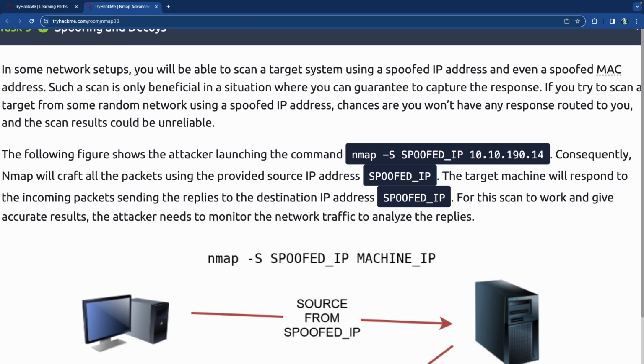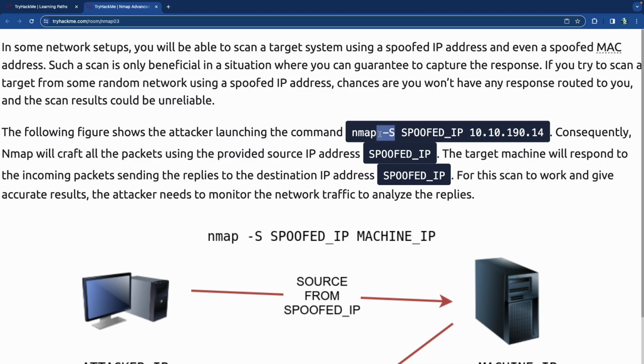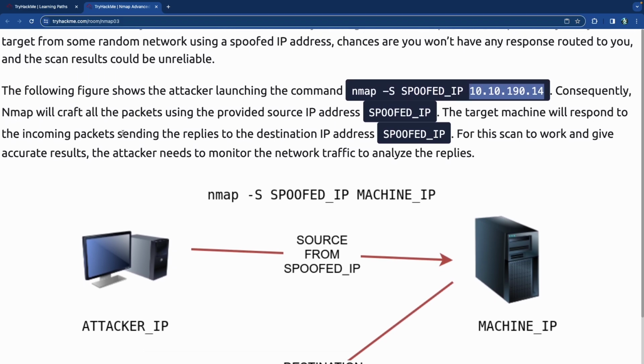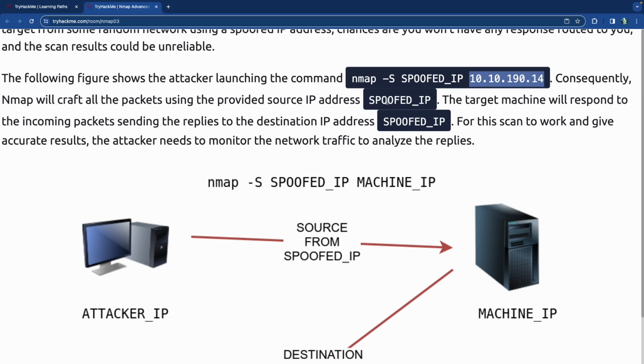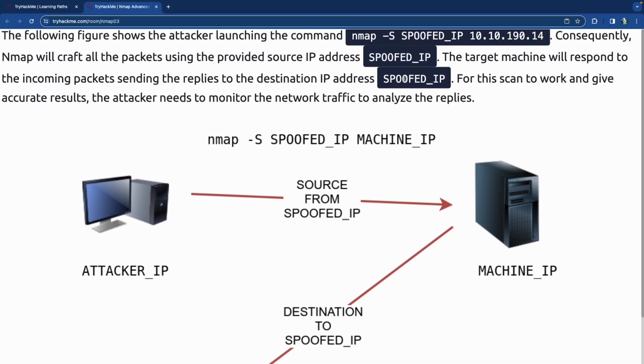So the following figure shows the attacker launching the command nmap -S spoofed IP, and then the other IP. So this is going to be the victim machine. So your IP, the spoofed IP first, and then the victim IP. Consequently, Nmap will craft all packets using the provided source IP address, which is the spoofed IP. The target machine will respond to the incoming packets, sending the replies to the spoofed IP.